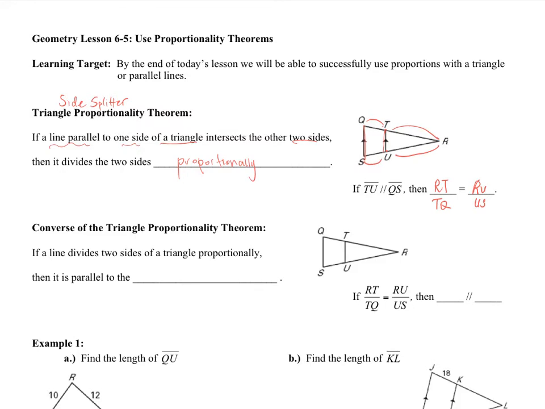And the converse of the triangle proportionality theorem states that if a line divides two sides of a triangle proportionally, so this is just the opposite, so TU will be the line, and it divides the two sides proportionally, where RT to TQ is equal to RU to US, then we can say that this line TU is parallel to the third side, QS. So again, TU is parallel to QS.